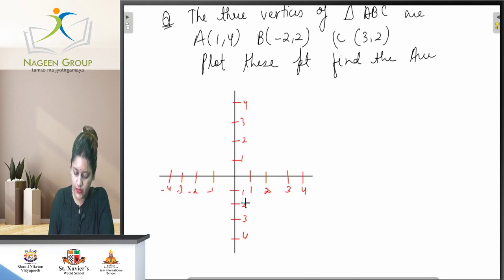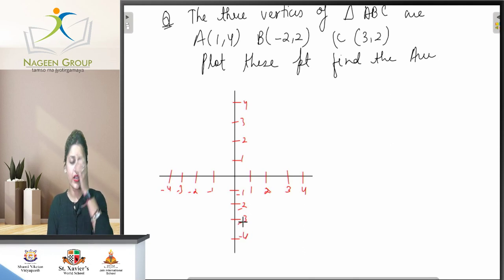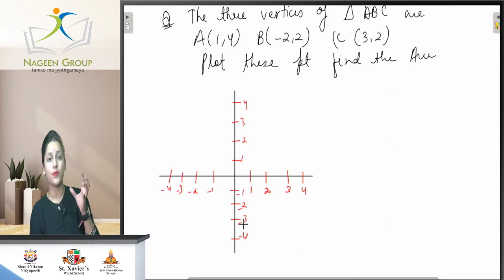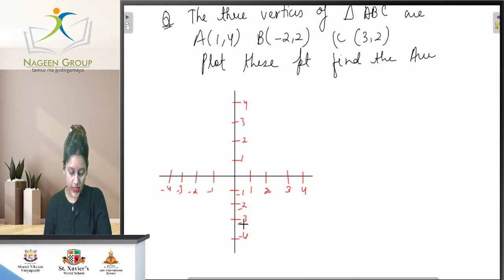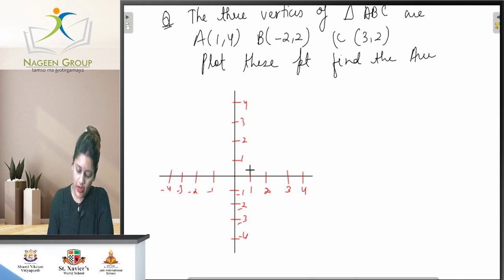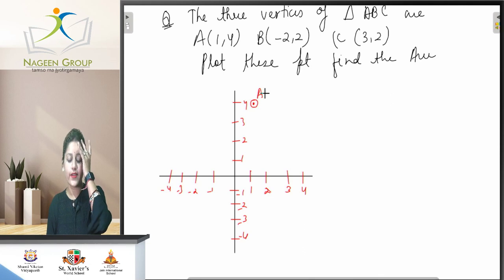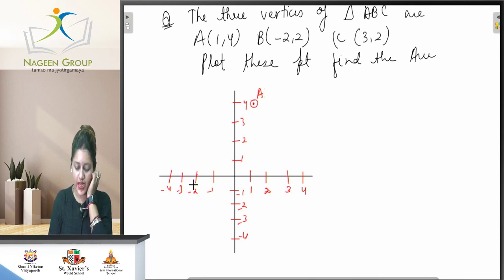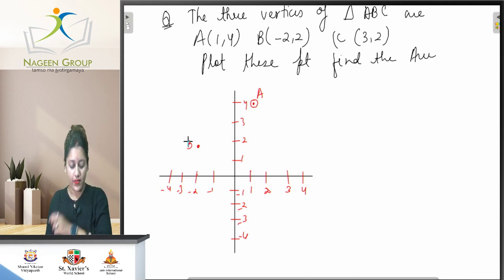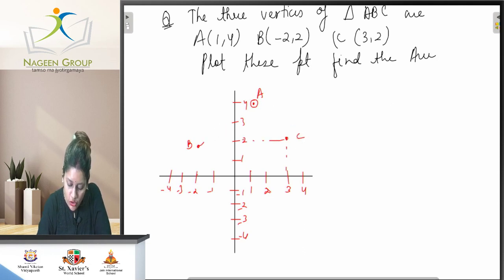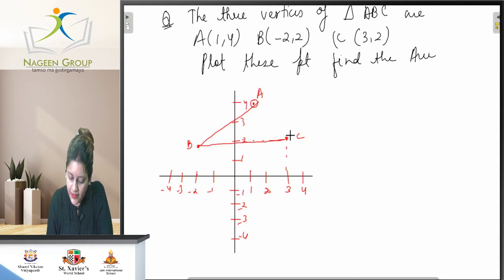Negatives are there. Here also negative. After that, first of all we have to plot these points on the graph. So that is A. A is 1, 4. So x axis is 1 and this is 4. So A lies here. Now B. B is -2 and 2. So x is minus here and 2 is positive. Then B lies here. While C is 3, 2. So 3, 2 is something here. This is point C. If we join these points, we get a perfect triangle.